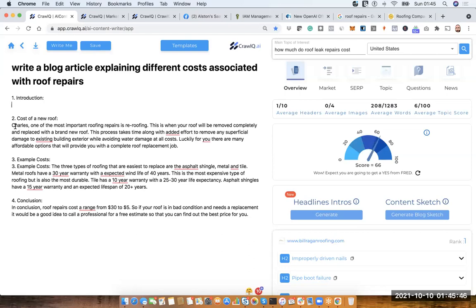So Charles, now you see we are already addressing Charles. We are talking to Charles actually here in the second sentence. Charles, one of the most important roofing repairs is re-roofing.